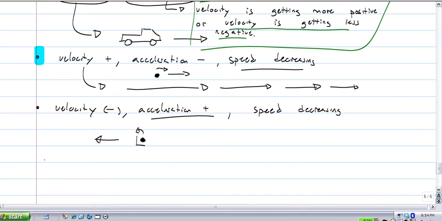Okay, one more condition. Velocity is negative, acceleration is negative. Okay, negative acceleration, that means I'm sitting in the car or truck and I'm getting pushed which way? Well, that means you're leaning forward. Okay, there's the steering wheel. And you got your wheels here.